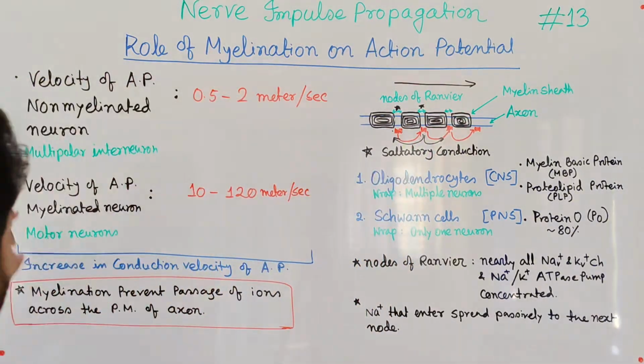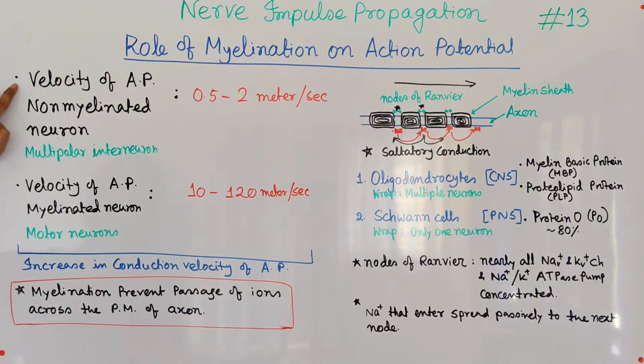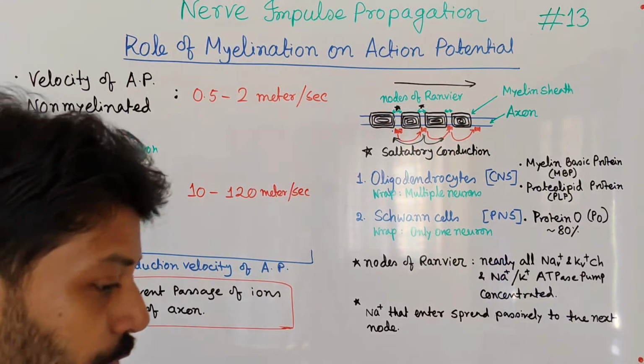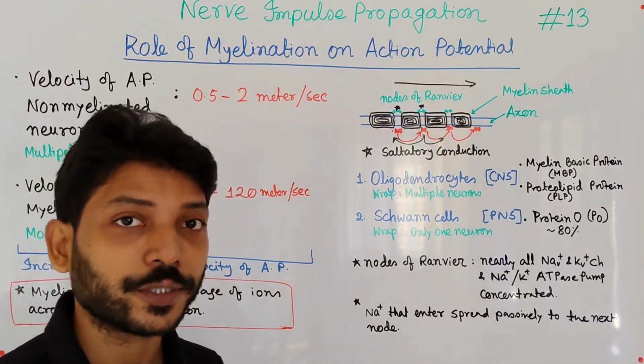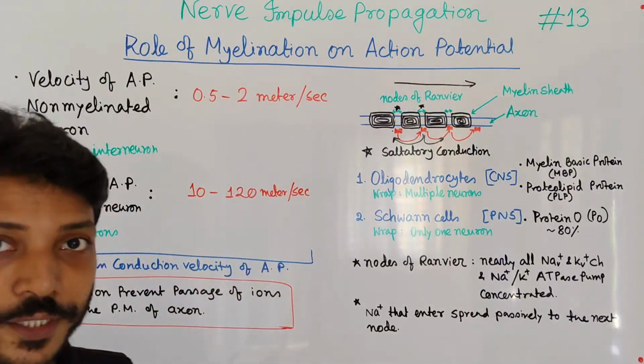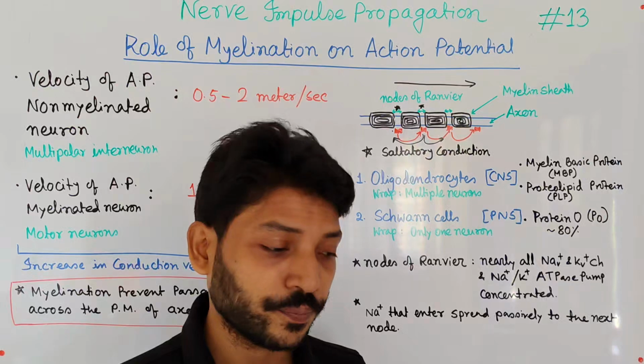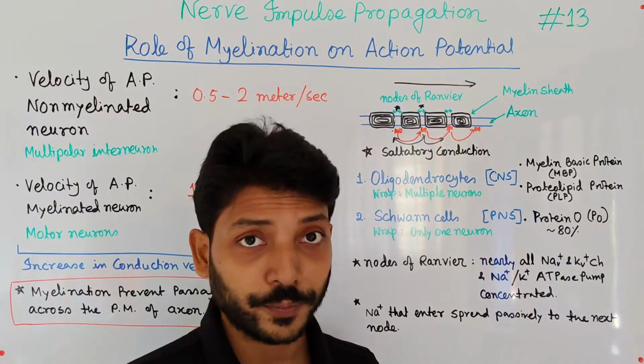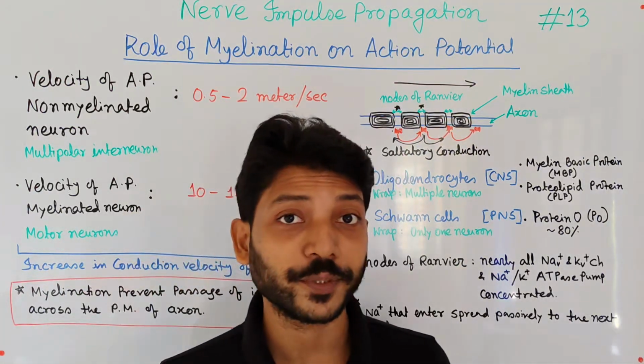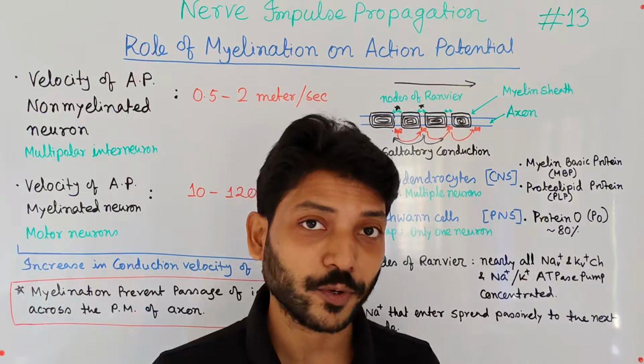First, I want to mention that the velocity of action potential in a non-myelinated neuron, for example a multipolar interneuron, is approximately 0.5 to 2 meters per second. Now this is a very fast speed, but even such fast speeds are insufficient to permit the complex movements typical of animals. I want to give one example.